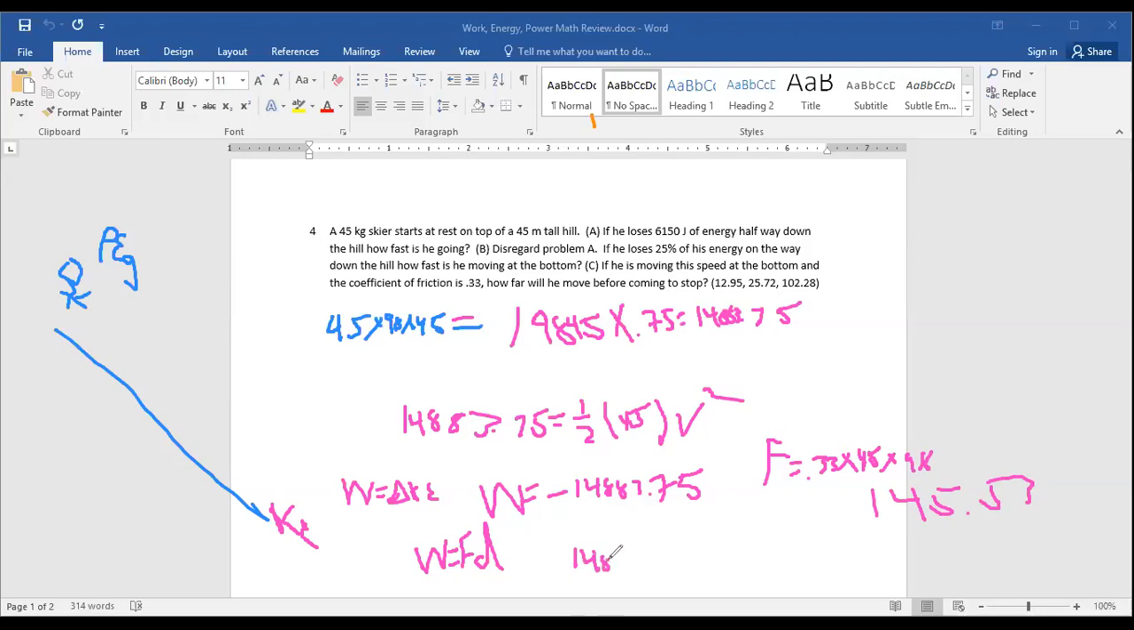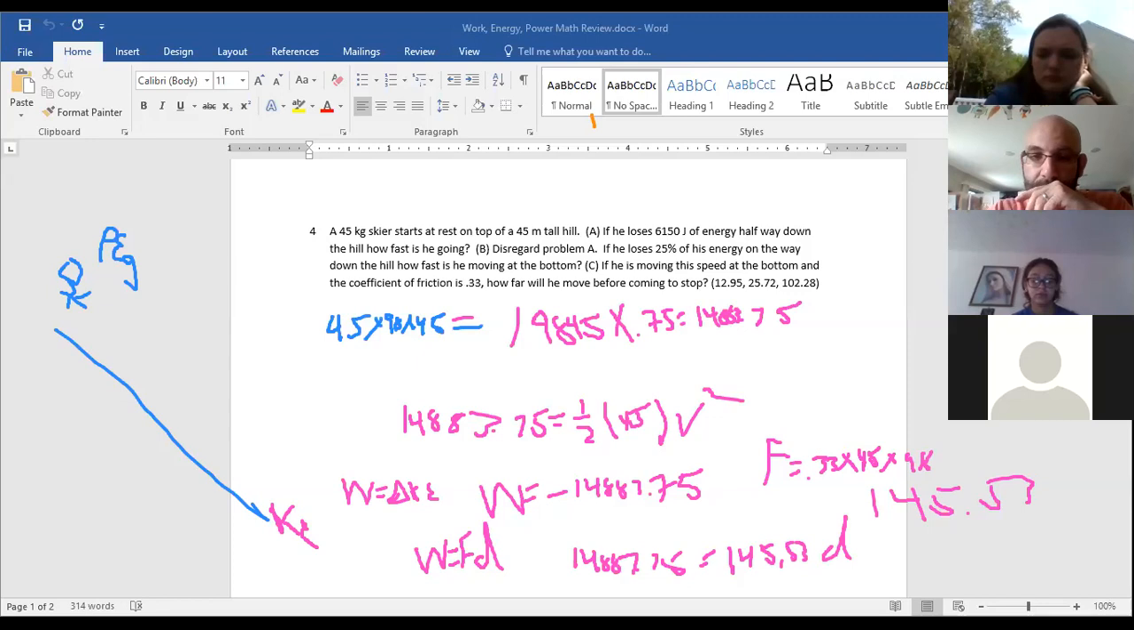So now we can do this. Work, 14,883.75, equals friction, 145.53, times distance. Now we'll just divide by 145.53, and you get 102.3 meters. A little different than the answer I wrote down. That's a rounding thing. So I know these problems are difficult, but they basically encompass everything all at once.